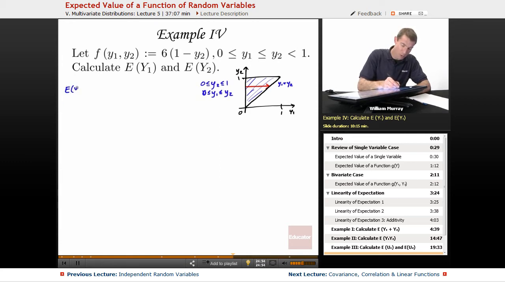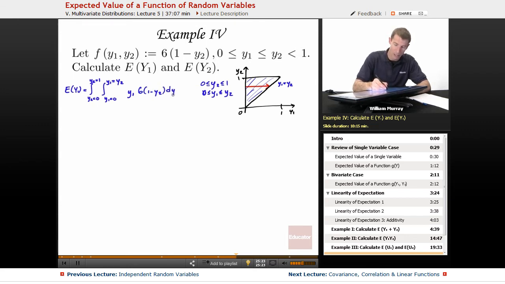So the expected value of y1 is the double integral, and I'll follow those limits there. y2 goes from 0 to 1, and y1 goes from 0 up to y2. And now, since we're finding the expected value of y1, I'm going to multiply in a y1 times the density function, 6 times 1 minus y2. And then the inside integral is dy1, the outside integral is dy2. Now it's just a double integral problem, so we can solve it using what we learned in Calculus 3.